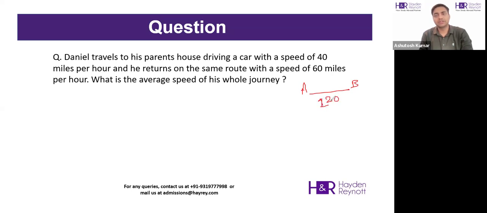Why am I using 120 only? Because we should take a number here which is divisible by the different speeds which are given over here, so that we can find out the time by dividing this distance upon the speed.